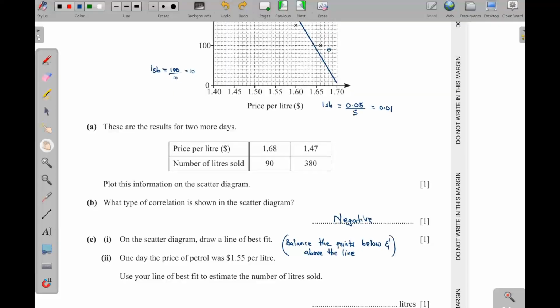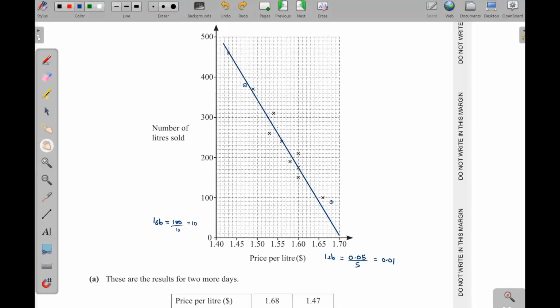Then we can use the line of best fit in order to find the missing value. So they are saying, see Roman 2, one day the price of petrol was $1.55 per liter. Use your line of best fit to estimate the number of liters sold. So I'll come to this one here, and I look for 1.55, which is here. Then I draw, and I make it meet the what? This line here. Then read off this way. What you get is what you write, okay?